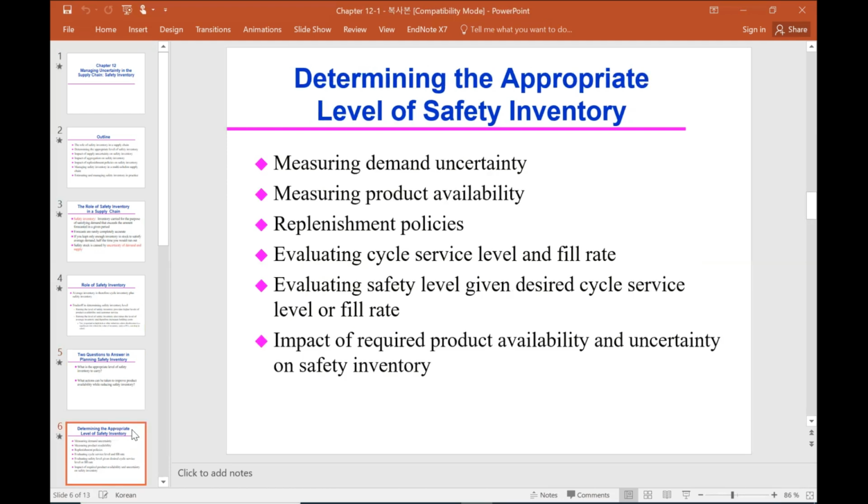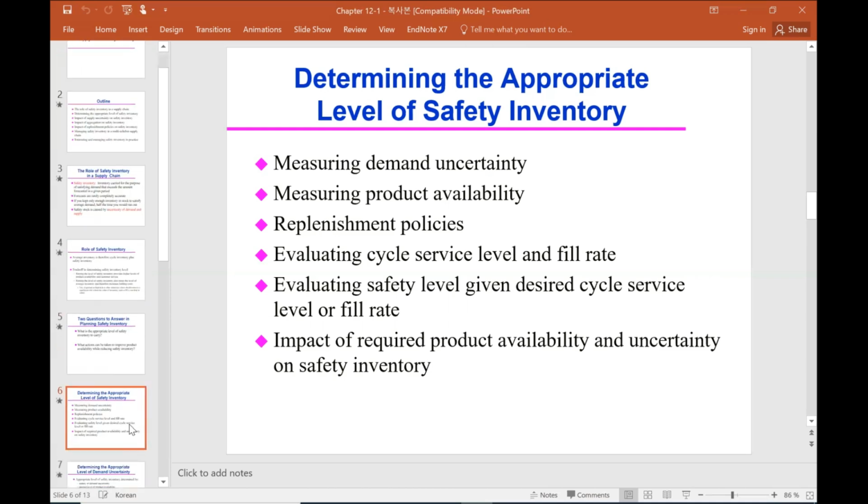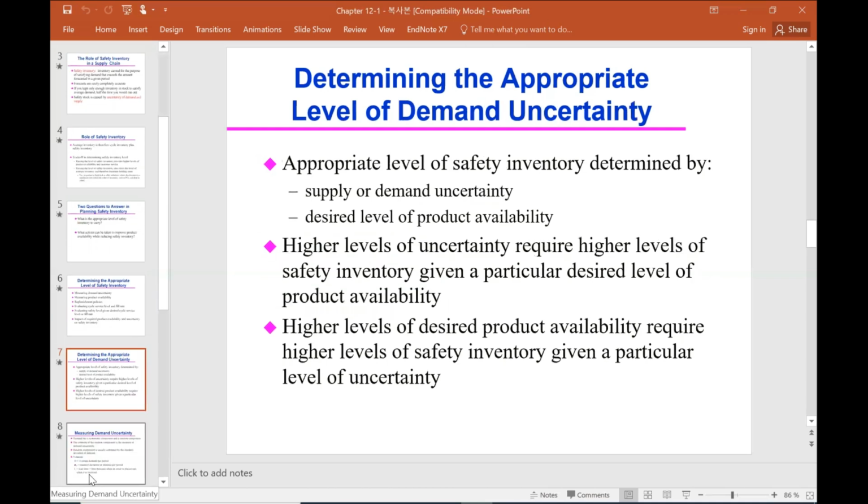In order to get answers to those two questions, we have to understand all these things: first, how to measure the demand uncertainty, how to measure the product availability, and how we can set the replenishment policies, etc. Normally, the proper level of safety stock is determined by two factors. The first is supply or demand uncertainty, and the second is the desirable level of product availability.